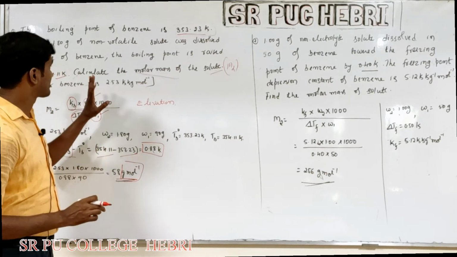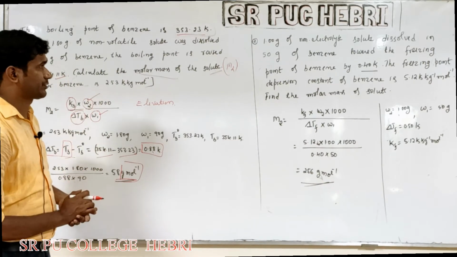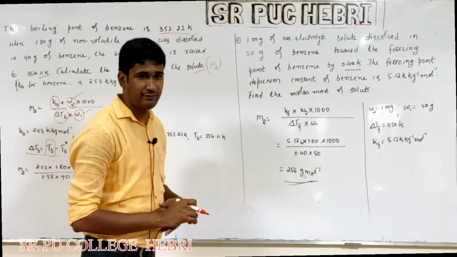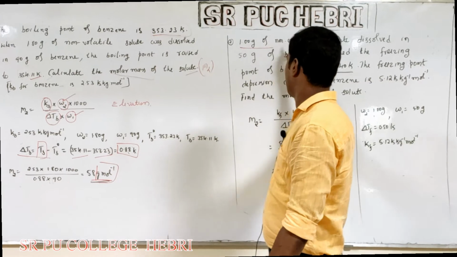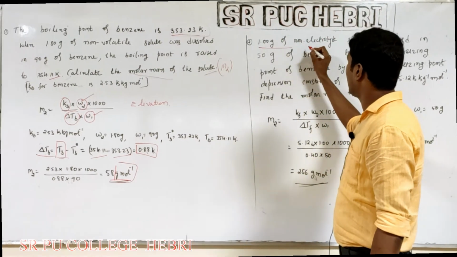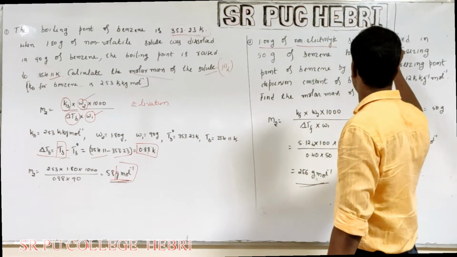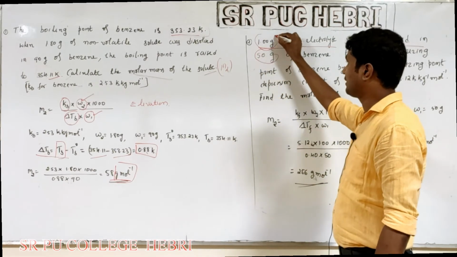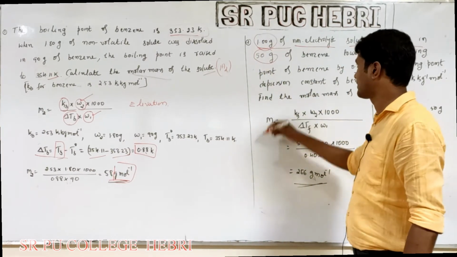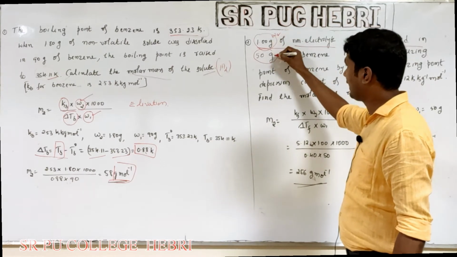Okay, this is about the elevation of boiling point. Next numerical, moving into question number 2. Here, once you read out the numerical, what is given? 1 gram of non-electrolyte solute dissolved in 50 gram of benzene. Here we can see the masses of solute and solvent. This is W2. You can directly identify this.